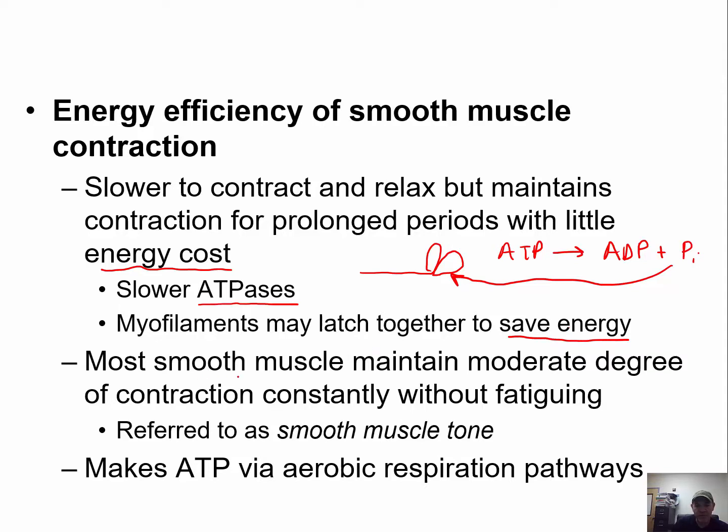And overall, most smooth muscle is going to maintain a moderate degree of contraction without fatiguing, and this is going to be referred to as smooth muscle tone. The smooth muscle always has some level of slight contraction in there. And as far as ATP production within the cell, it's going to be aerobic respiration requiring both oxygen and mitochondria. And recall from our earlier lessons that aerobic respiration is actually more efficient. It can produce a lot more ATP for the cell.